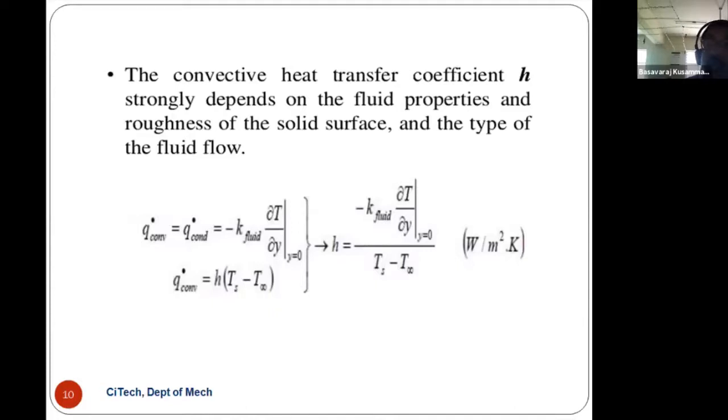If you are using water as the fluid for convection purposes, we need to consider the fluid properties of water, which we have already taken in condensation and boiling. So h strongly depends on the fluid properties and the roughness of the solid surfaces. If the surface is smooth, what about h? If the surface is rough, what about h? If the surface is rough, nucleation of boiling will take place. The type of fluid flow is a very important pattern.